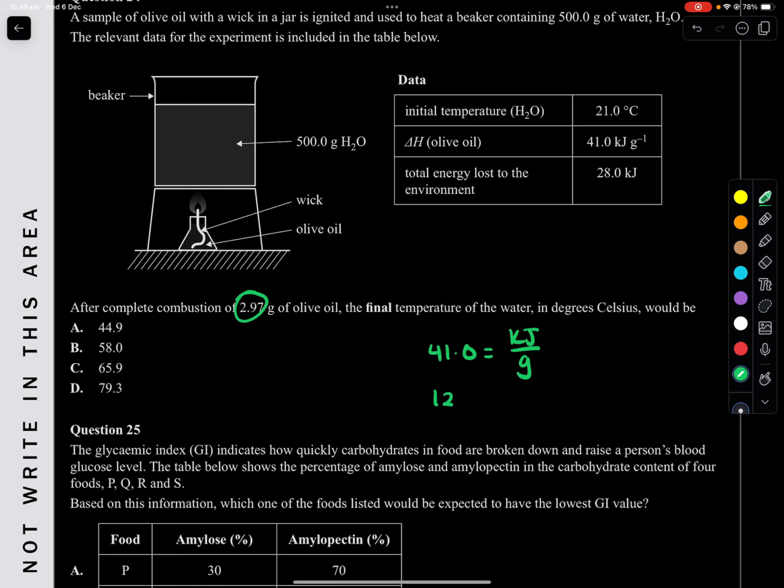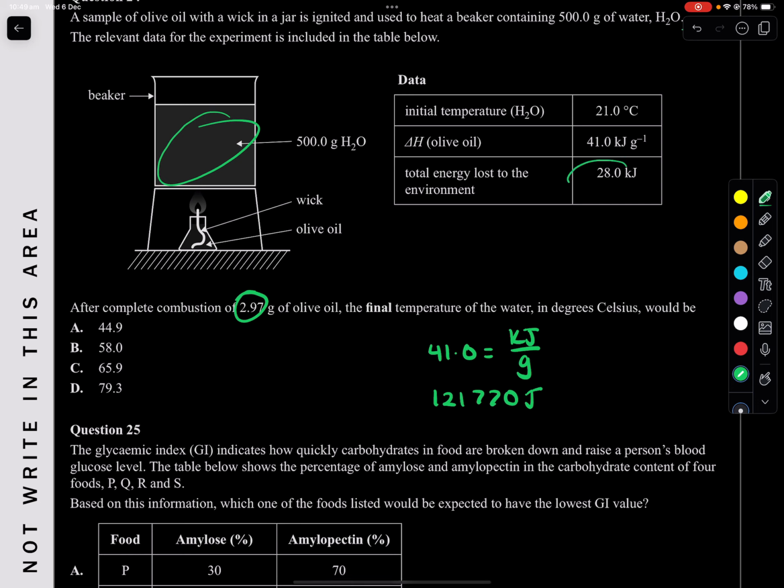It's 121.77. We want to change it to joules, so times it by 1,000. We get 121,770 joules of energy. That's our energy. Now, what we're saying is this is considering all the energy has actually gone to the water.